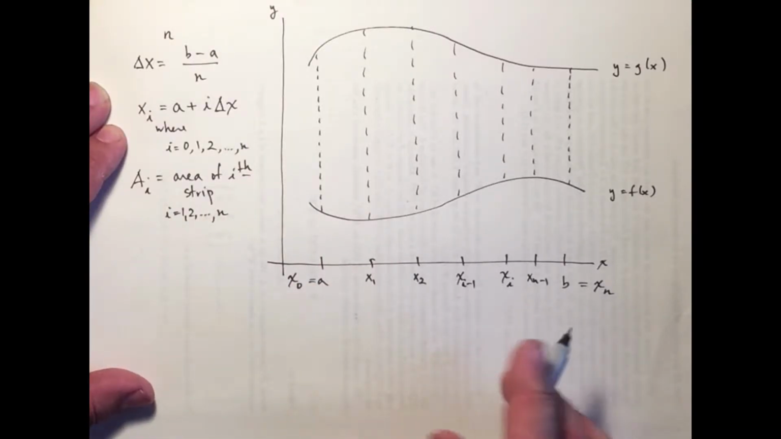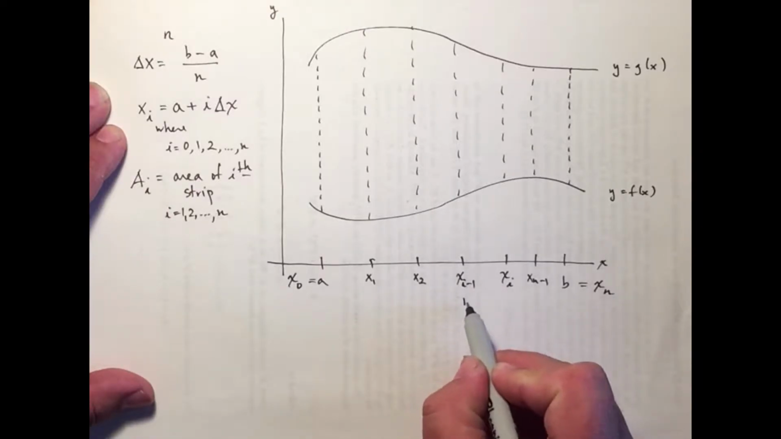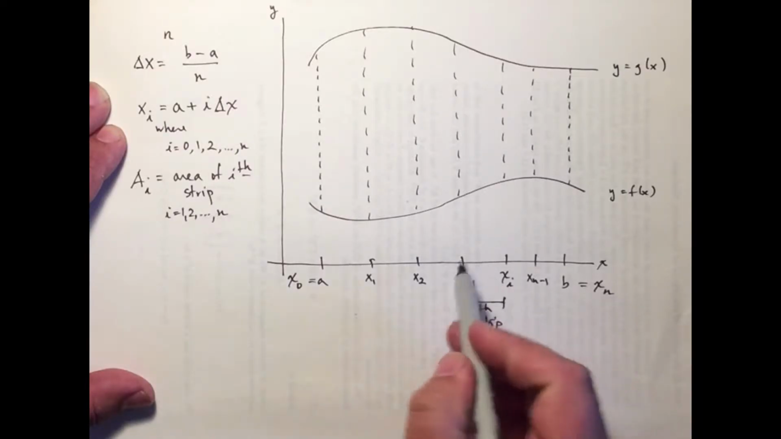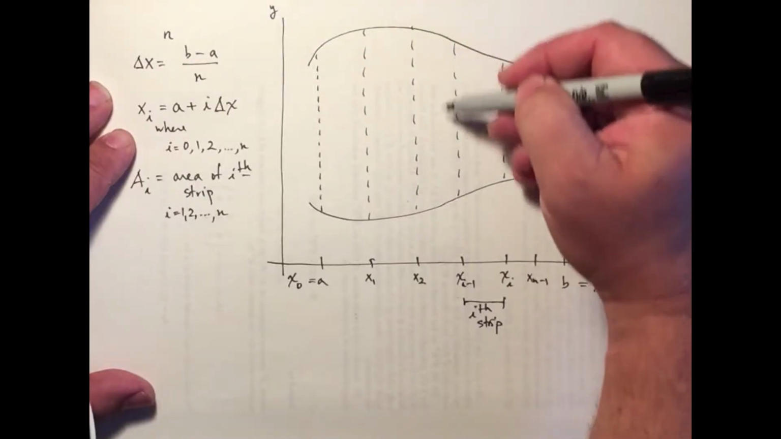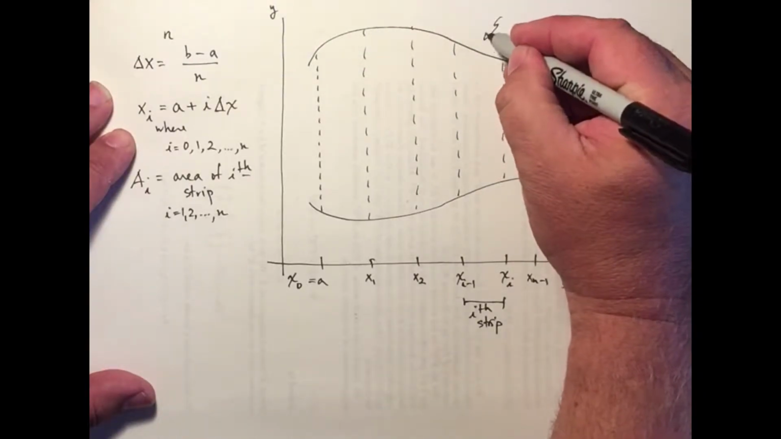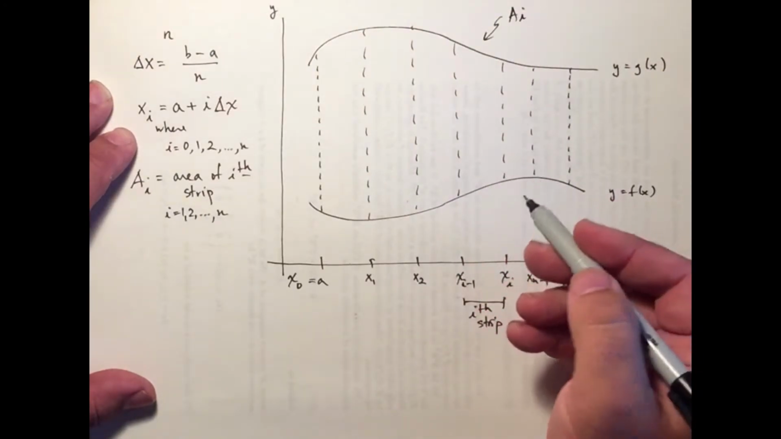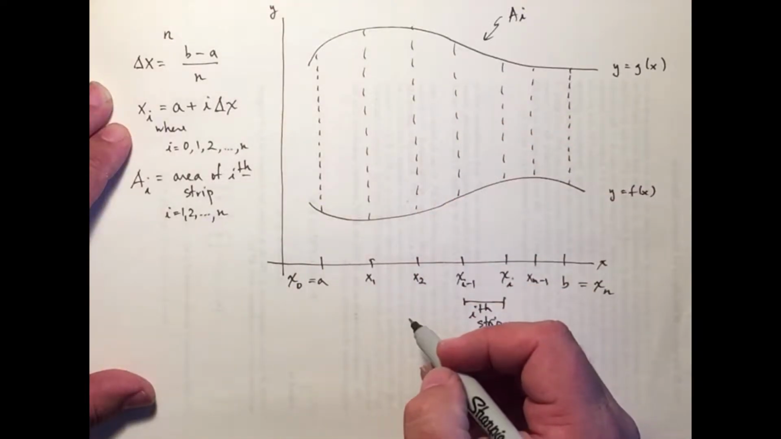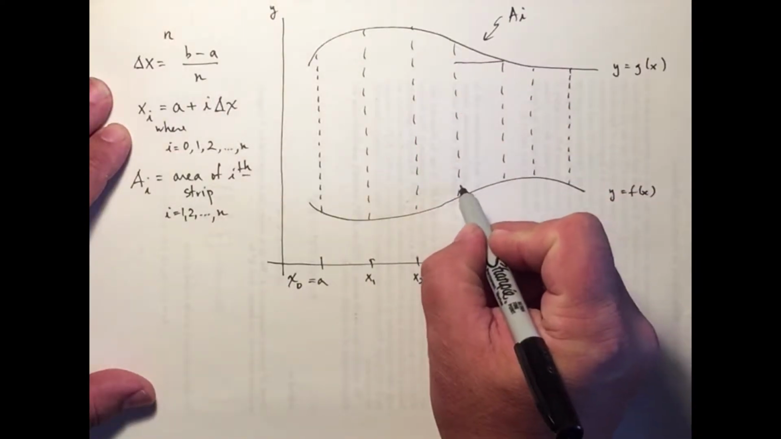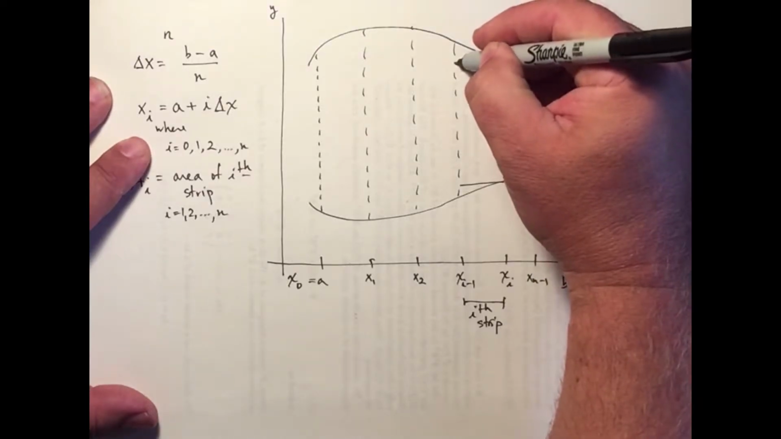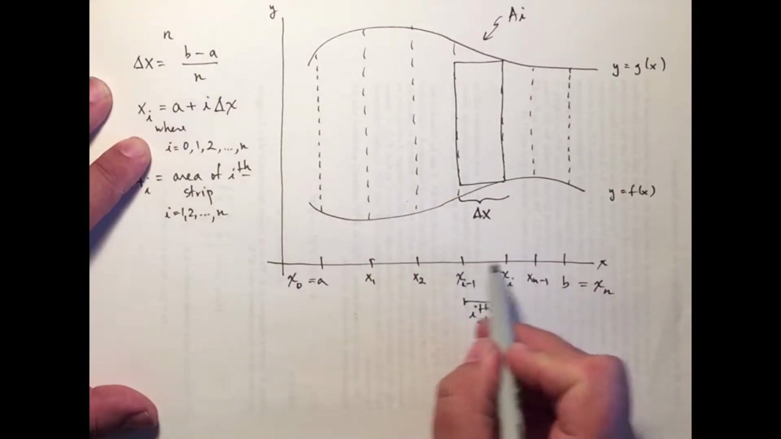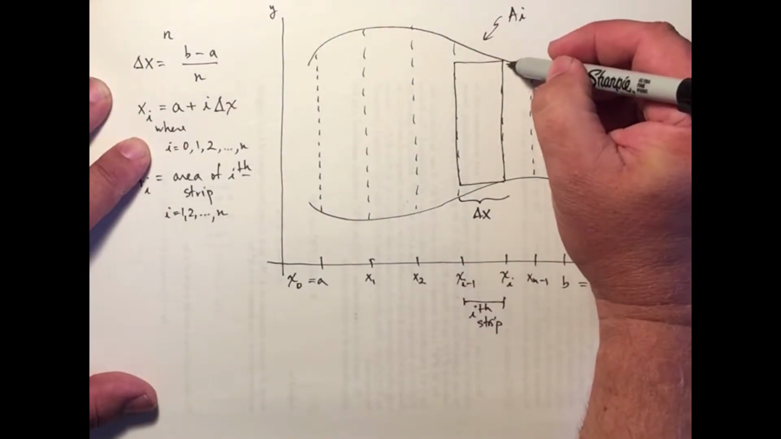Okay. So let's here look at the ith strip right here. So that's going to be this strip. Its area is A_i, but we can't calculate that area. We don't have a formula because of the curviness up here. So we're going to approximate the area of this using a rectangle. So the rectangle I'm going to use is this one. It has width delta x, because that's the width of the subinterval that created it. So the question is, what's the height here?